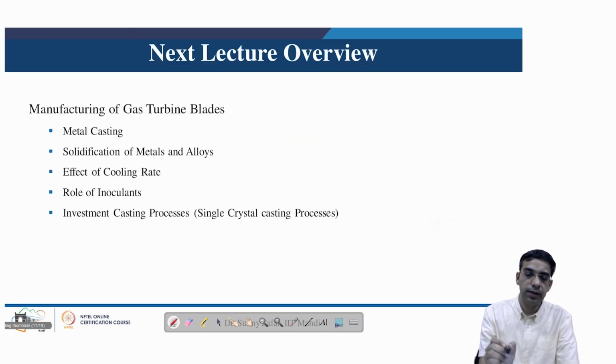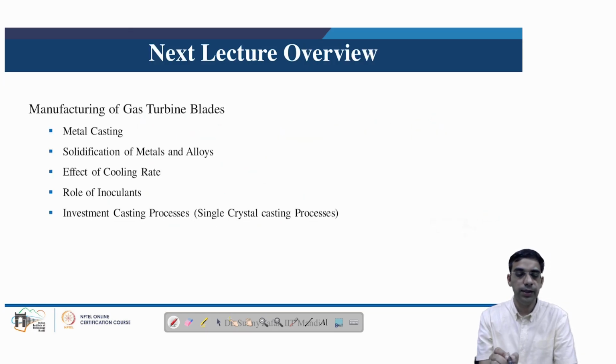So in the next lesson we will learn about details on manufacturing of gas turbine blade with casting, details about casting, how solidification of metal and alloy is different, what is the effect of cooling rate, how we can use inoculants in casting, and then we will move on to the investment casting process, which is specifically used to generate single crystal microstructure for the gas turbine blades.